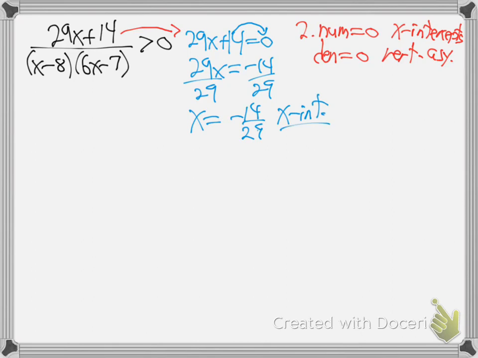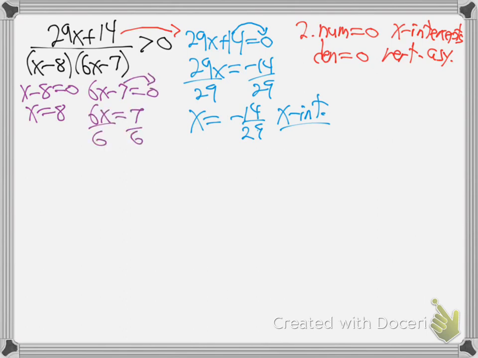And then the denominator, so you've got to take each of these parts. So x minus 8 equals 0. That just means x is 8. And 6x minus 7 is 0. Move that over. So 6x is 7, x is 7 divided by 6. Boom. 7 sixths. Those are both going to be vertical asymptotes on the graph. So let's go to the graph now.